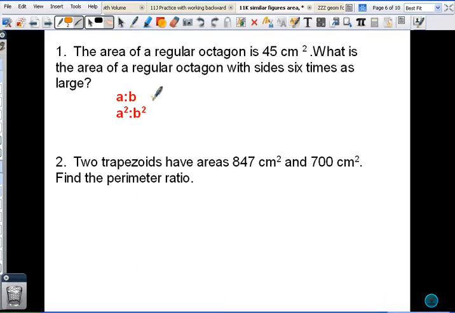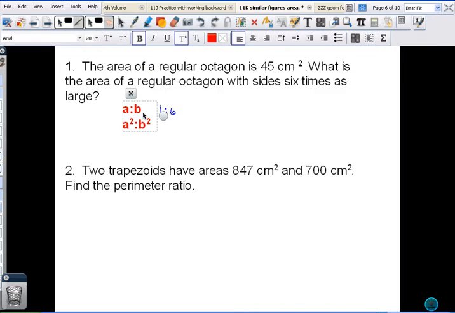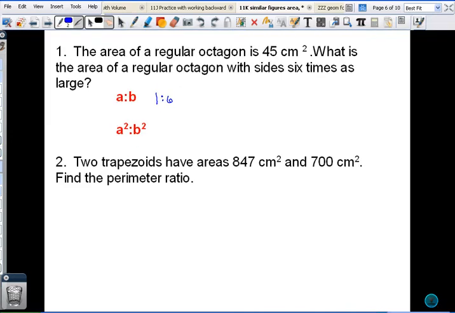So the sides, let's make this blue, have a ratio of 1 to 6. Okay? Well, then what would the ratio of the areas be? Well, if the sides are 1 to 6, then to find the ratio of the areas, we just square both. Okay? So 1 squared is 1, and 6 squared is 36. So now we know the ratio of the areas.